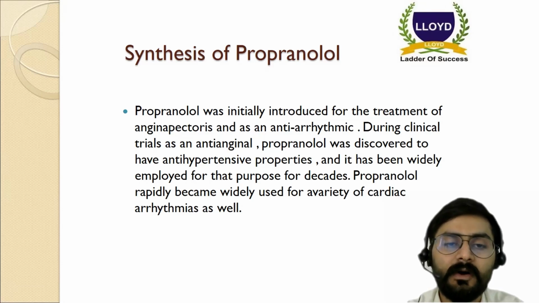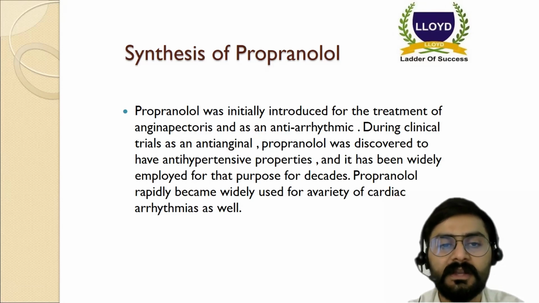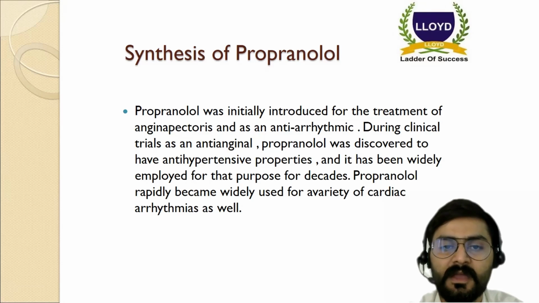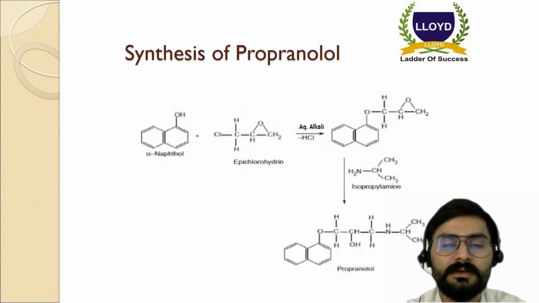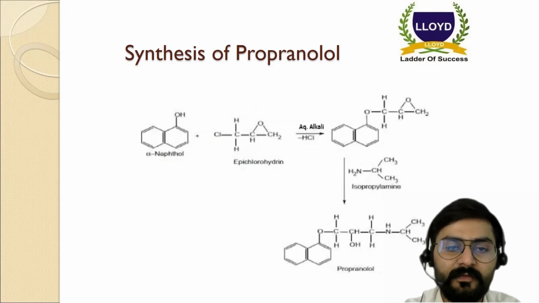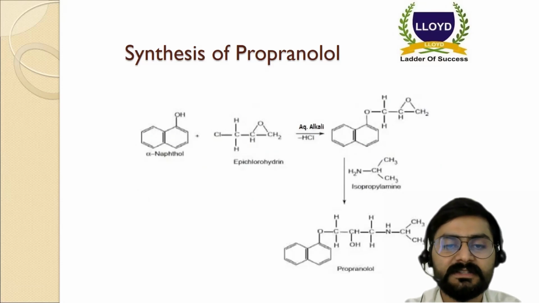If we are talking about the synthesis, it is done by using naphthol derivatives and epichlorohydrin, which form a core structure typical of beta blockers, the aryloxypropanolamine skeleton. So the first step is etherification. The starting material is 1-naphthol or alpha naphthol.